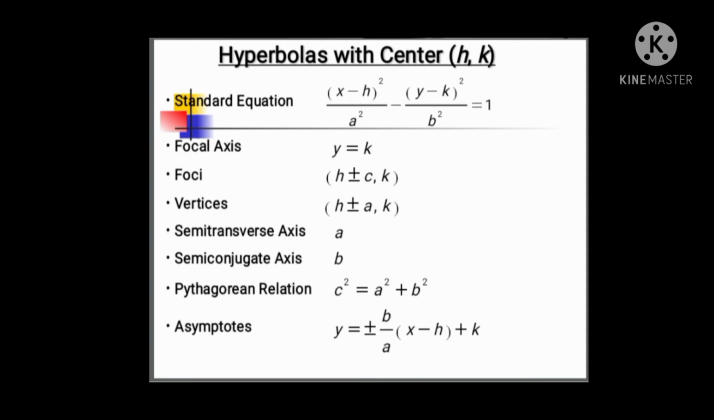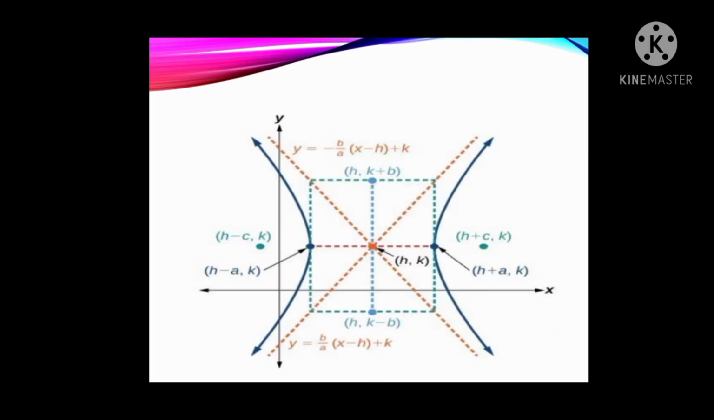The Pythagorean relation is the same as for the center at 0, 0. They have the same Pythagorean relation: c squared is equal to a squared plus b squared. The distance between the foci is 2c. That is the Pythagorean relation. The asymptotes are y is equal to positive, negative b over a times the quantity x minus h, plus k. That is for the x-axis. This is its graph for the center at h and k.